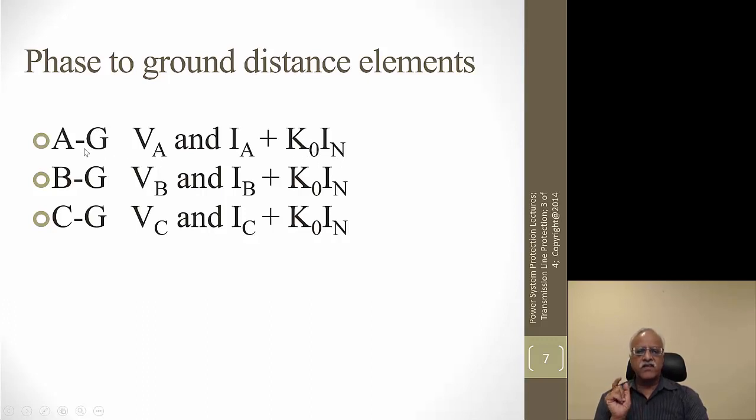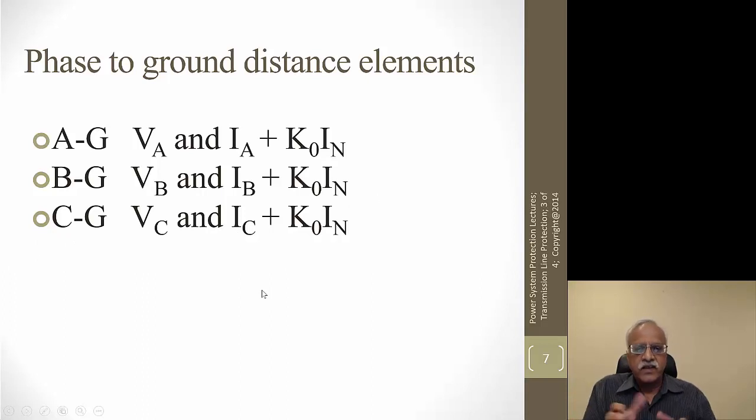So if I give an A phase to ground measuring unit, the voltage input is VA, and the current input is IA plus a portion of the neutral current, IA plus IB plus IC. That is what I'm adding to this. For a B phase, I use VB and IB plus K0 IN, and for C phase, VC and IC plus K0 IN.